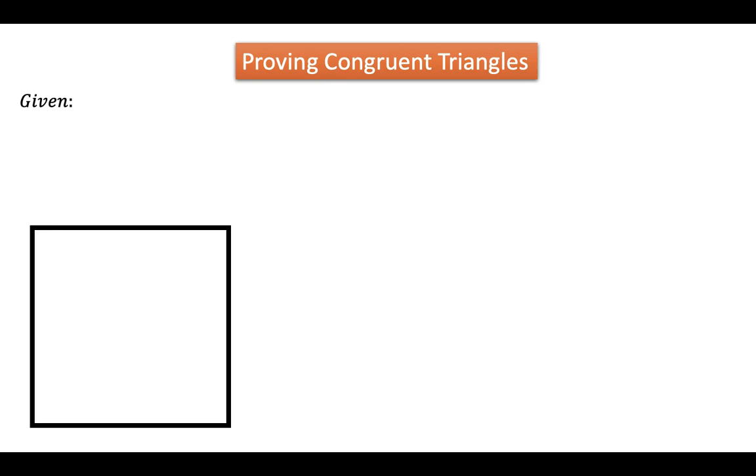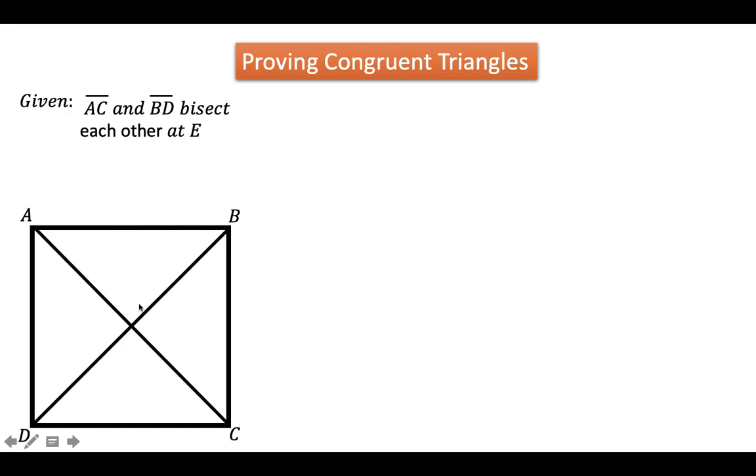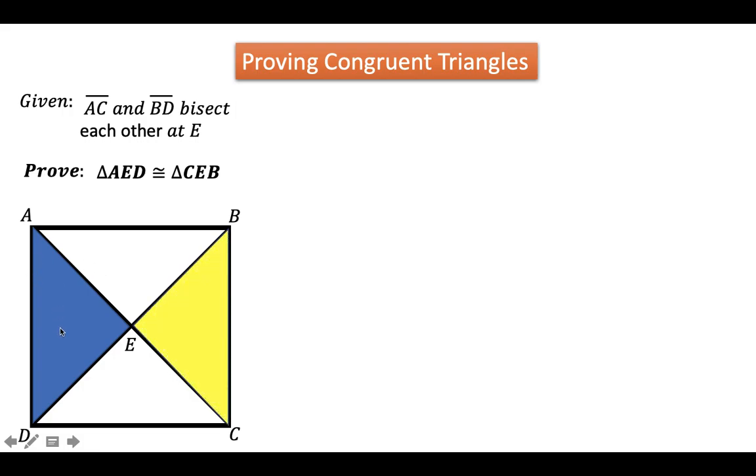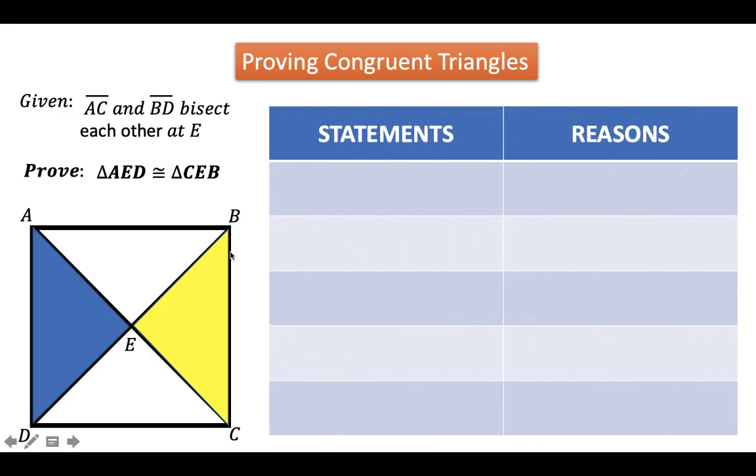For our next given, we have here a quadrilateral ABCD wherein AC and BD bisect each other at point E. So we have two diagonals, they intersected at point E. We are going to prove that triangle AED is congruent to triangle CEB. So the triangles that we are referring to are the blue and yellow triangles, AED and CEB. So we're going to use a two-column proof. For our first statement, segment AC and segment BD bisect each other at E. And our reason, that is in our given.